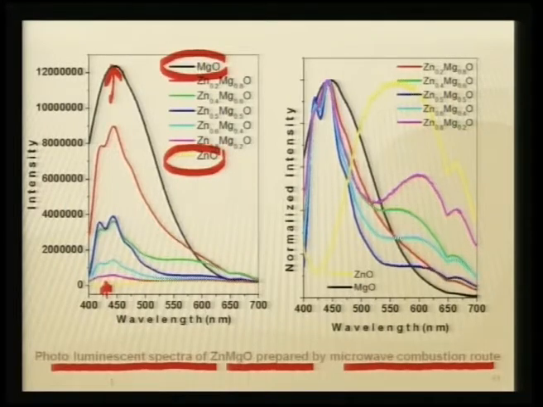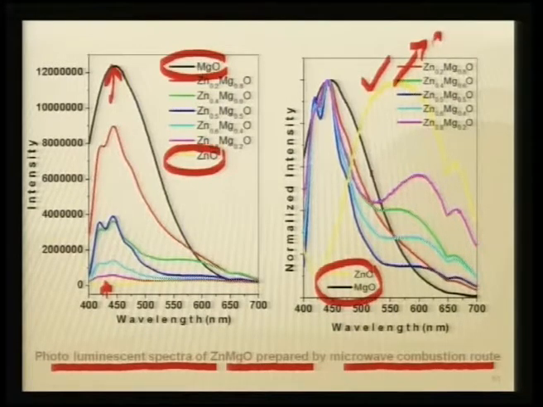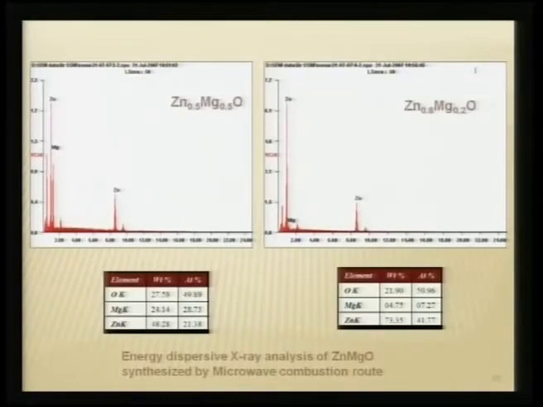Whereas if you take the PL spectra of the reverse doping effect, for example if you take the magnesium oxide here and then zinc oxide, you can clearly see zinc oxide is totally dominated by the 550 nanometer emission, which is the defect induced emission. This is due to defect.